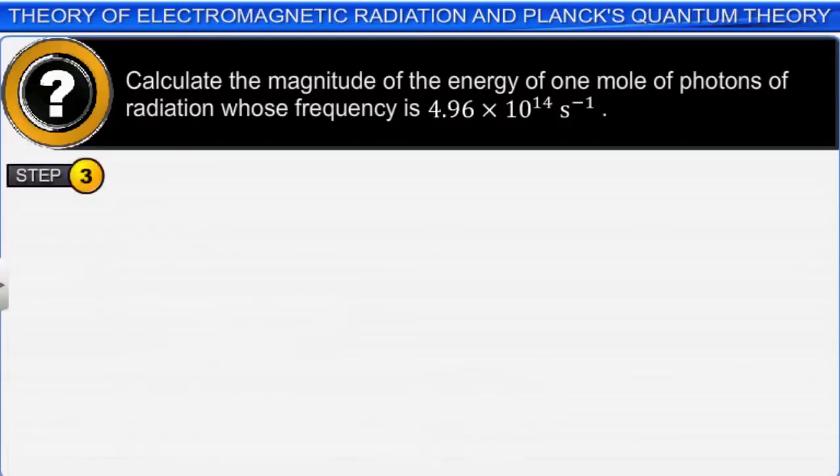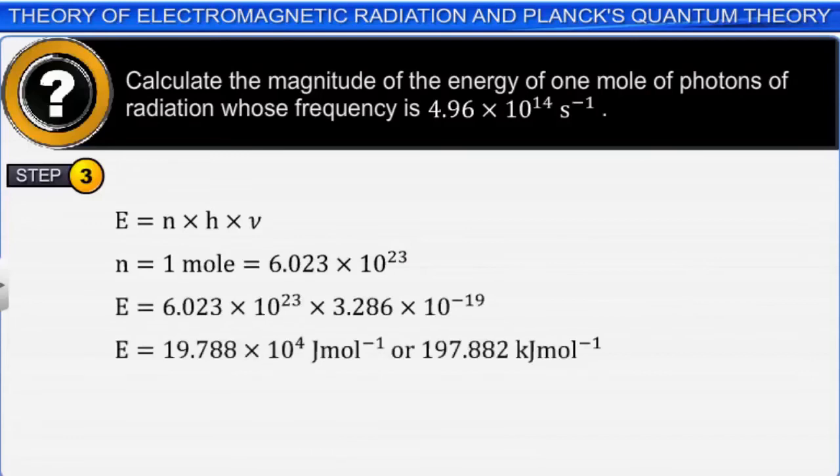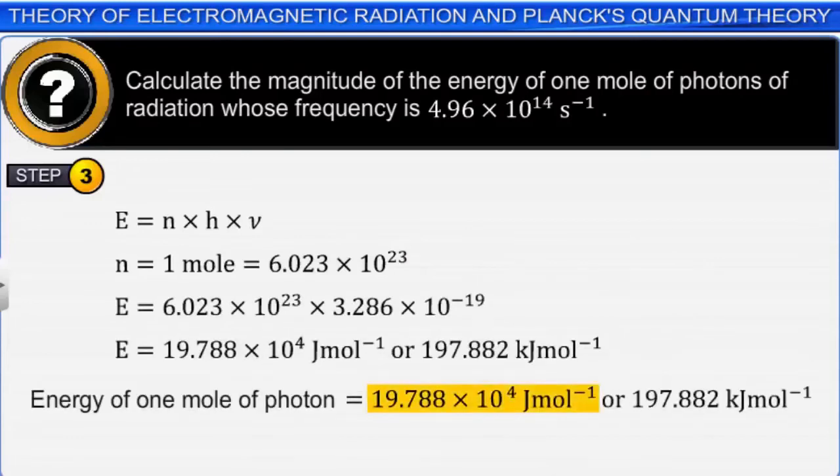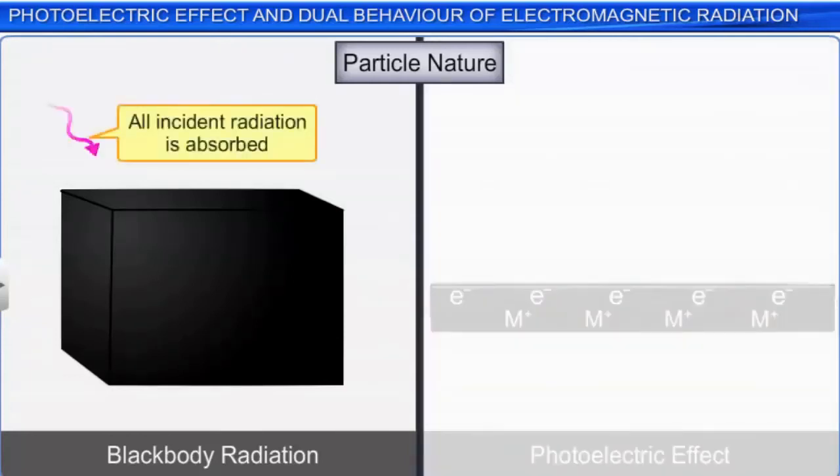The third step involves writing the expression to calculate the energy associated with 1 mole of photons. That is, E equals N h nu. Here, N is equal to 1 mole, that is 6.023 multiplied by 10 raised to the power of 23. On substituting the value of N, h nu, in the equation and solving, we finally get E equals 19.788 multiplied by 10 raised to the power of 4 joule per mole, or 197.882 kilojoule per mole.